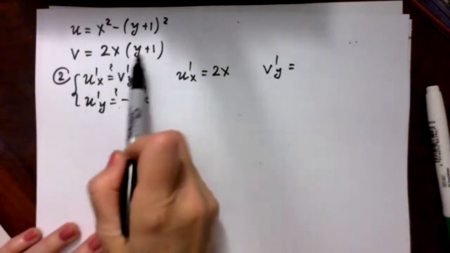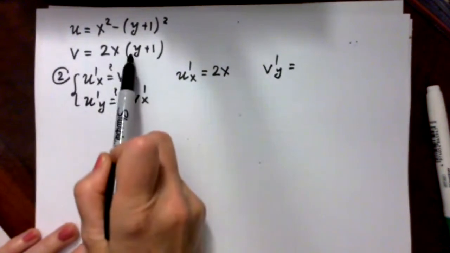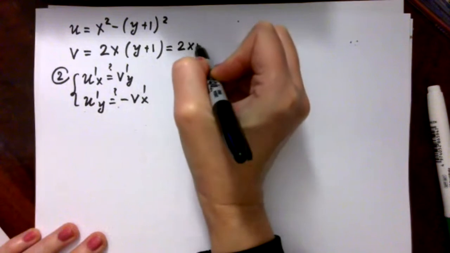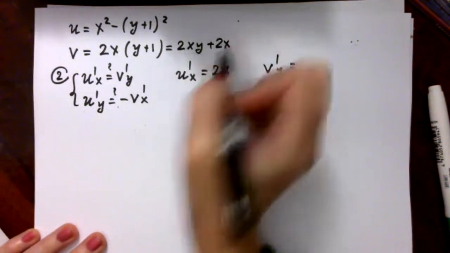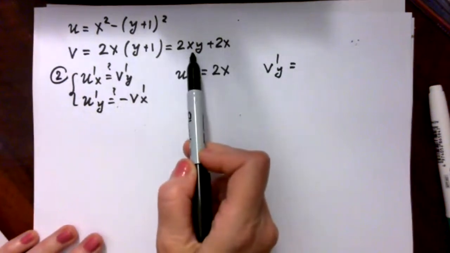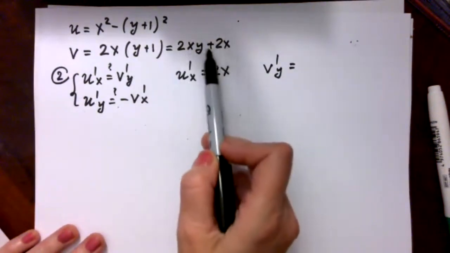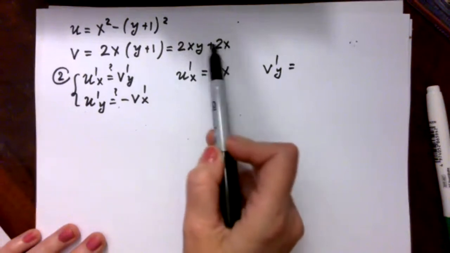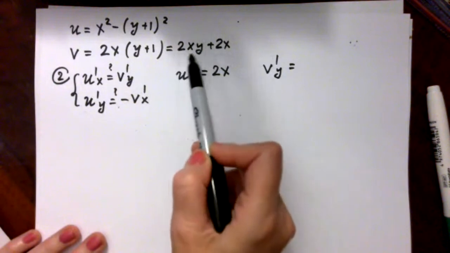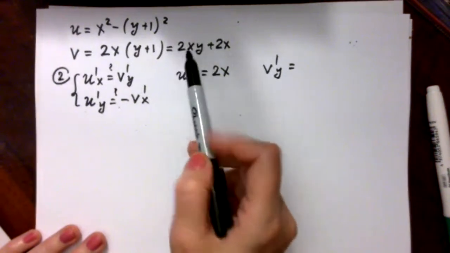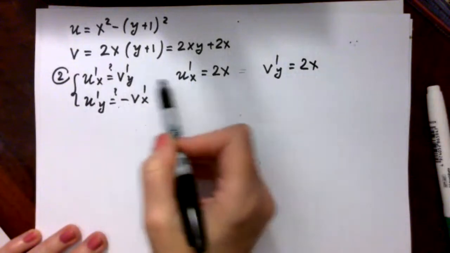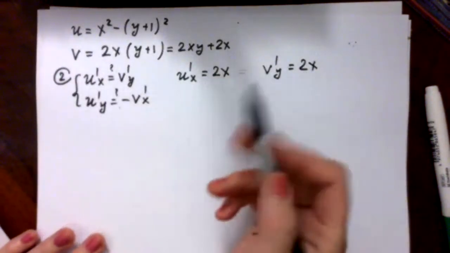Okay, so let's look at v, and we need to take v prime y. Maybe it's a good idea to simplify it a little: 2xy plus 2x. Maybe for some of you it will be more convenient. Okay, so in this case, on the contrary, you should imagine that x gets frozen. So this whole term 2x is zero in terms of differentiating with respect to y. So what is the derivative for the first term? Just 2x. And look at this. You can immediately see that they are equal to each other. u prime x is equal to v prime y.